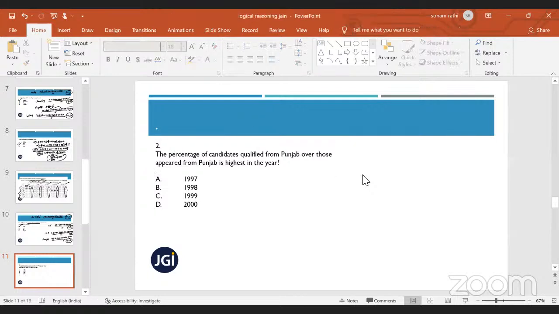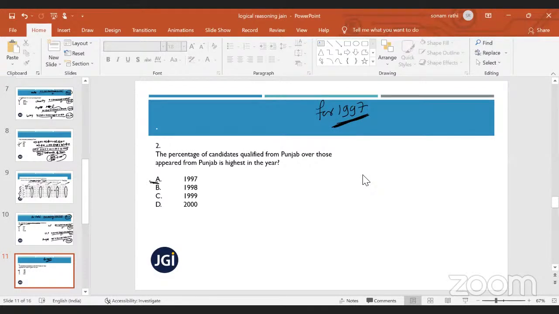The percentage of candidates qualified from Punjab over those who appeared from Punjab is highest in which year? So for these years, we have to do the calculation for Punjab. For 1997, I will do it. You do the rest of it. For 1997, for the first option, I'm doing it.